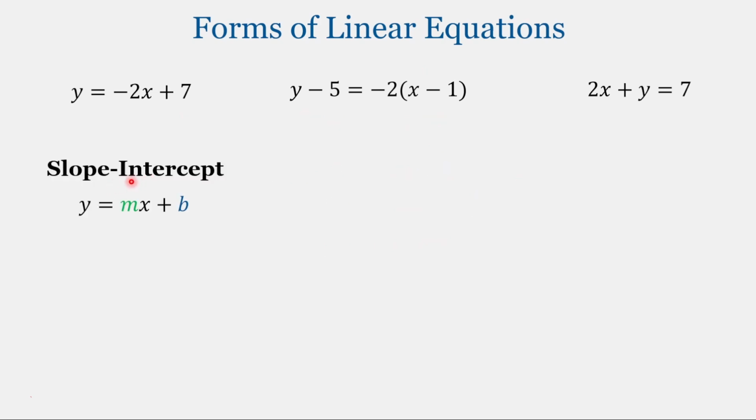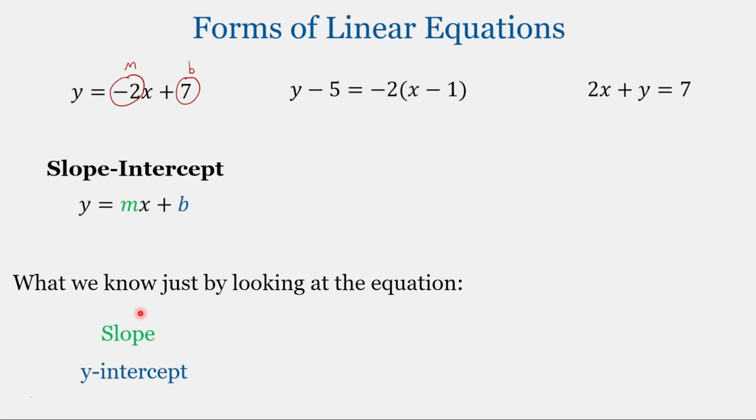The first equation is in slope-intercept form. So y equal to mx plus b. So in this case, our m is negative 2, and b is 7. Now, slope-intercept may sound like an odd name, but it is called that because just by looking at the equation, you can determine the slope of the line and the y-intercept of the line.